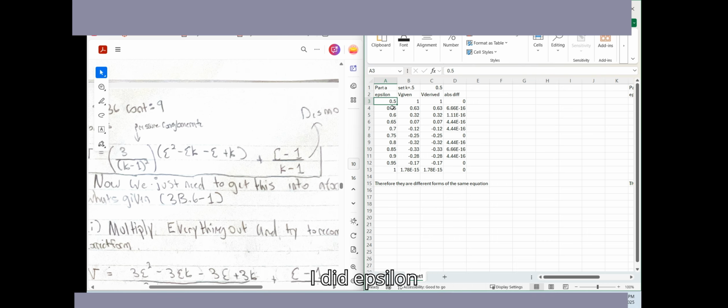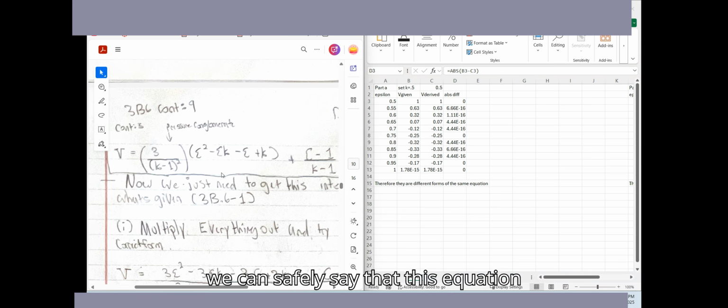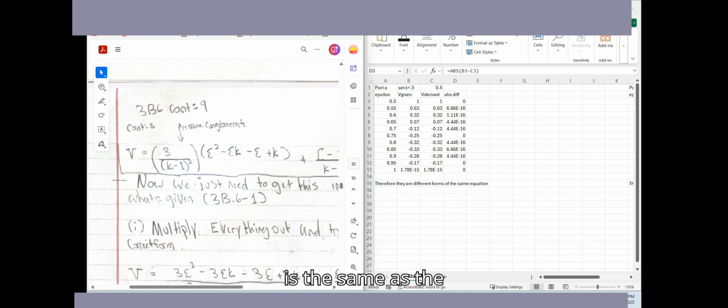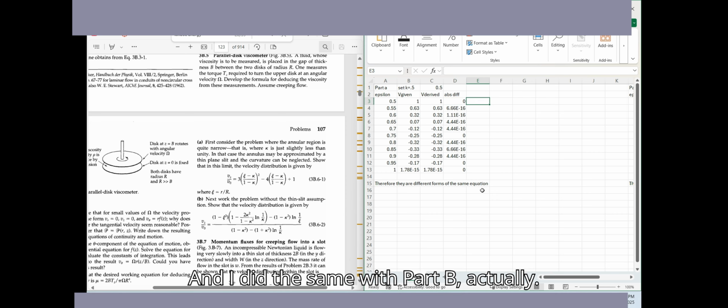So I did epsilon from 0.5 all the way up to 1, which is where epsilon equals r divided by r, and that equals 1, obviously. Plugging in all of these different values, we see that the absolute difference between these two equations at all these values is pretty much 0. So we can safely say that this equation is the same as this equation here. And I did the same with part B, actually.